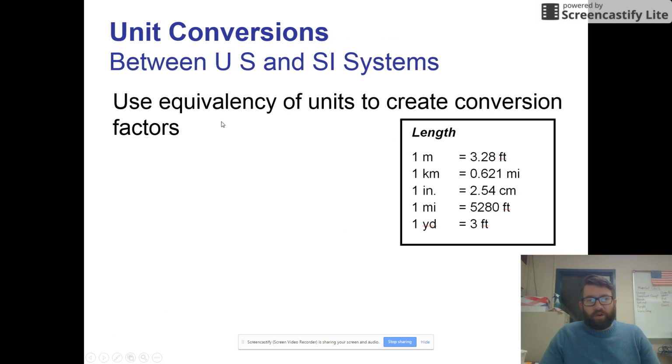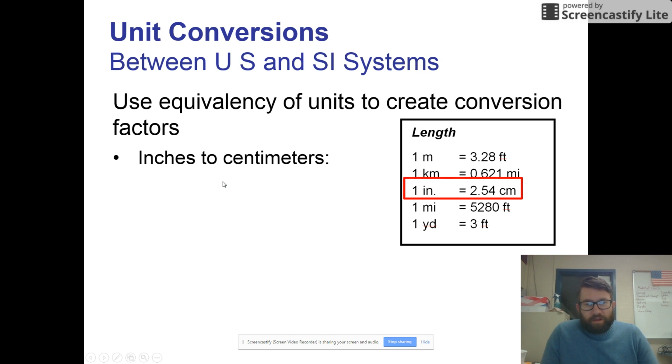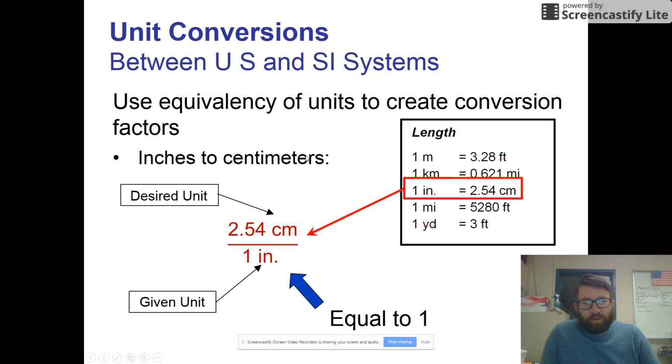All right, so if I want to go between US and SI or metric, use equivalency of units. Now this chart right here is also available in your formula sheet. So any formulas that we're going to do with these would be available in your formula sheet. Inches to centimeters is 1 inch equals 2.54 centimeters. So my desired unit would be 2.54, and my given unit here is inches, so that is all equal to 1.